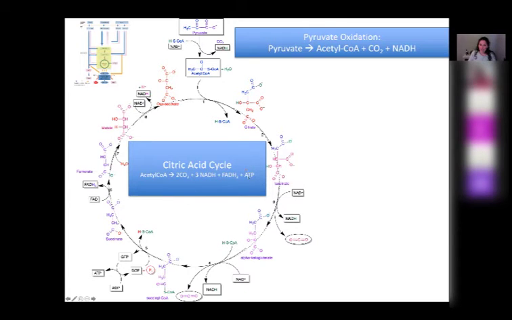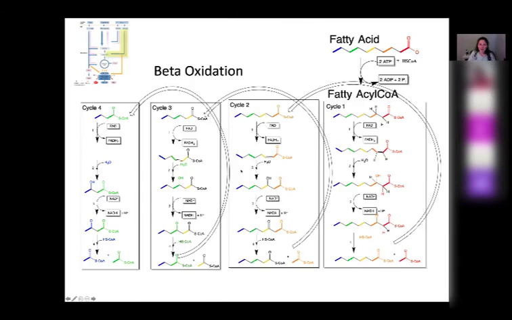Now, the ATP is useful, but we also want to get more energy out of the NADH and FADH2s that we're getting from pyruvate oxidation and the citric acid cycle. And I'm going to mention that in a minute.